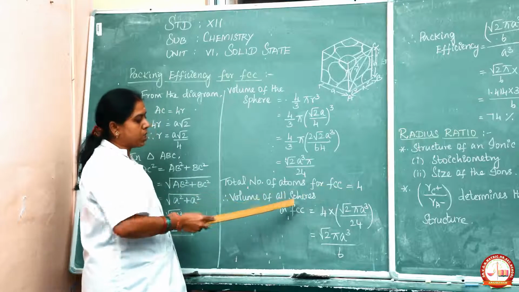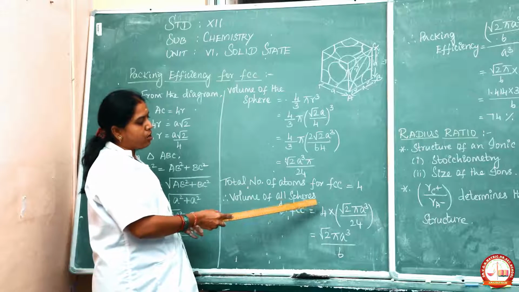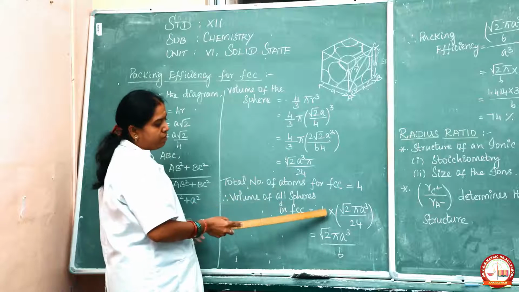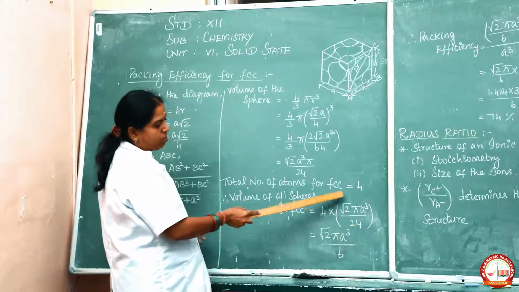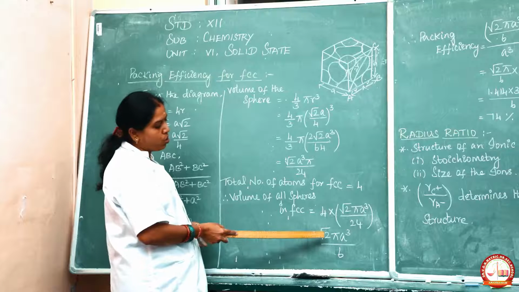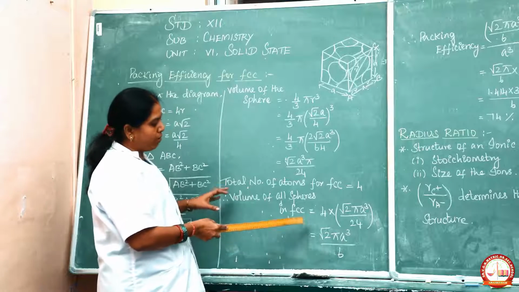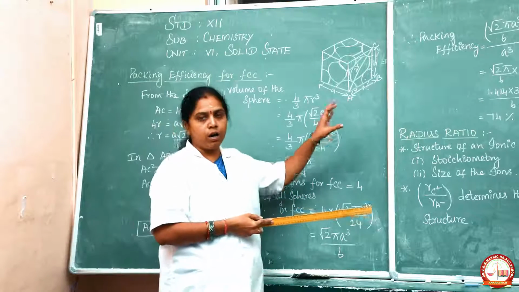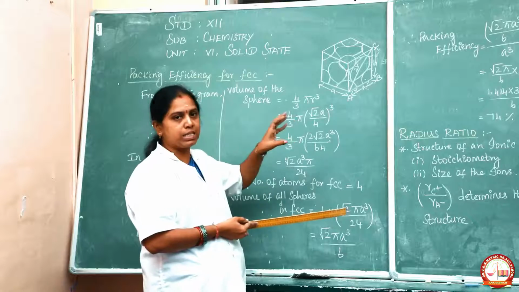So based on this, the volume of all the spheres in FCC can be calculated as 4 into the volume we have calculated in the previous step, that is root 2 pi a cube by 24. This on further simplification gives root 2 pi a cube by 6. So we got the total volume, and we know the volume of the unit cell whose edge length is a, that is given as a cube.